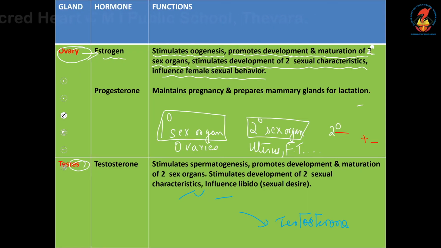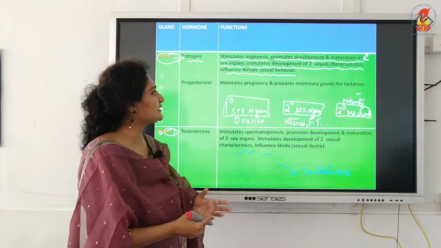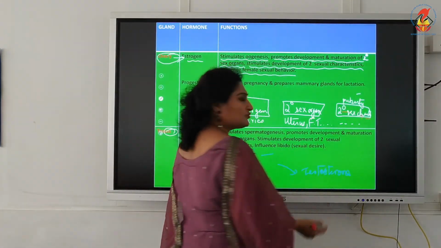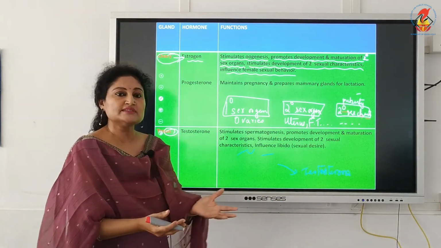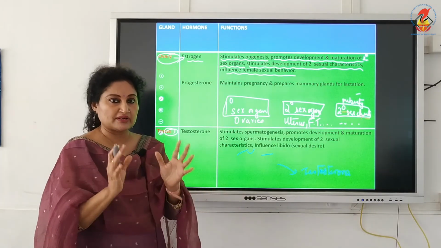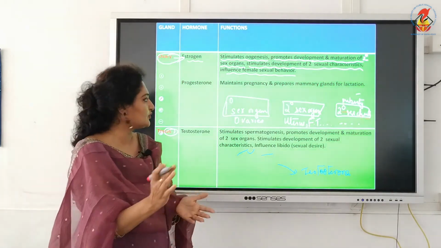Now secondary sex characters. Now we are coming to characters. Secondary sex characters are the characters that develop at the time of puberty. So what are the characters that develop at the time of puberty in females? Widening of hip, development of breast, development of hairs, etc. So they are the secondary sex characters. So what will be the primary sex characters? Primary sex characters is when the child is born, we are able to identify it's a male or female.